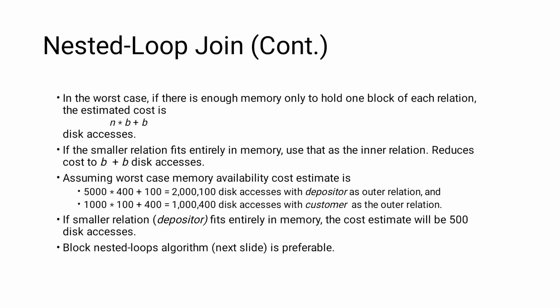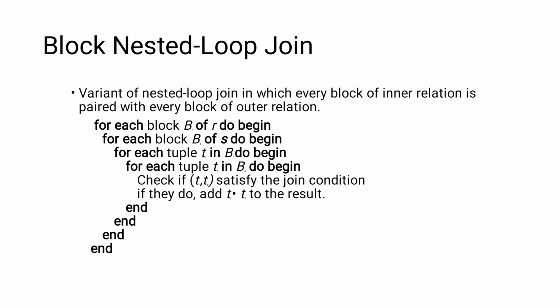The next one is the block nested loop join algorithm. This algorithm is a variant of the nested loop join, where every block of the inner relation is paired with every block of the outer relation. Within each pair of blocks, every tuple in one block is paired with every tuple in the other block to generate all pairs of tuples. All pairs of tuples that satisfy the join condition are added to the result.